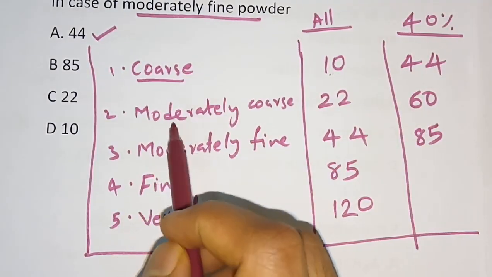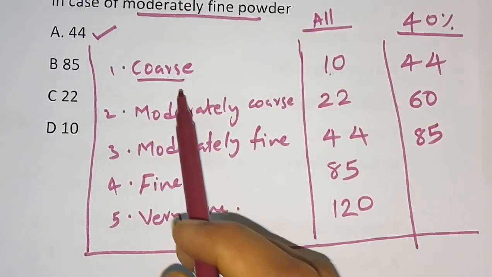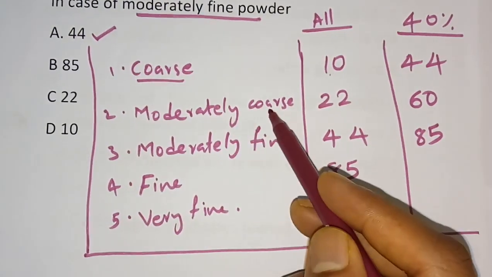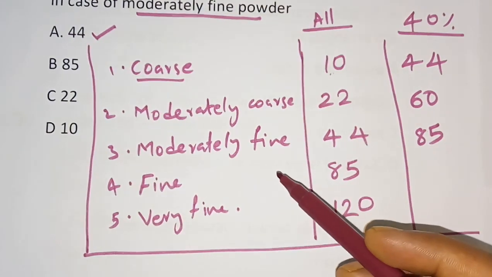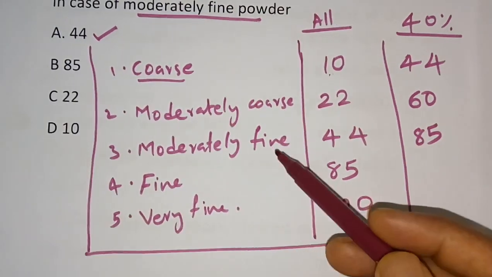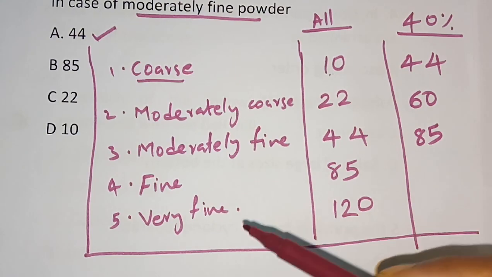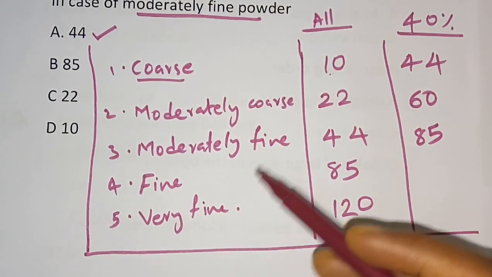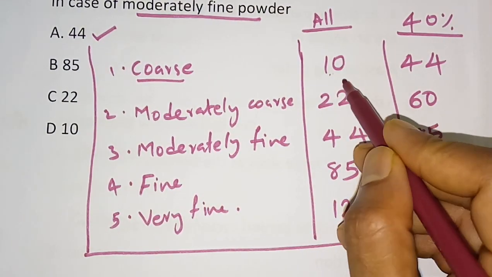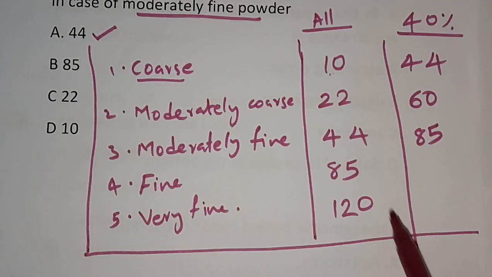This one has 5 categories: coarse, then a smaller one, moderately coarse, then comparatively smaller, moderately fine, then again smaller, fine, and the last is very fine. Here you can see the difference. In this case, almost 20 difference will be there.